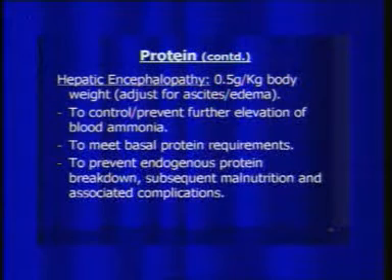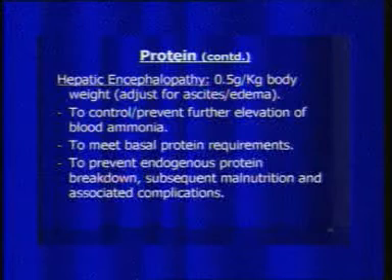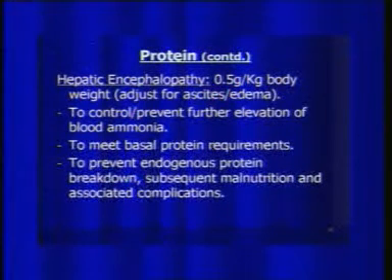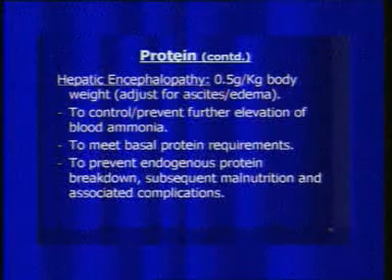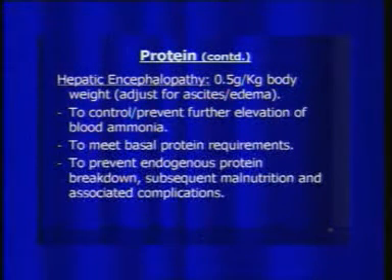In hepatic encephalopathy, on the other hand, protein restriction becomes a little more severe. This is about 0.5 gram per kg body weight, but we need to adjust for the ascites and edema. Whenever we say per kg body weight, it refers to weight without edema and ascites. The objective behind providing an X amount of protein during hepatic encephalopathy is to control or prevent further elevation of blood ammonia, to meet basal protein requirements, to prevent endogenous protein breakdown, subsequent malnutrition and associated complications.